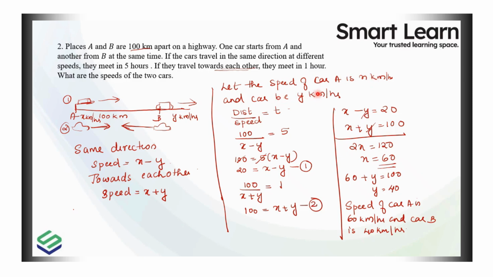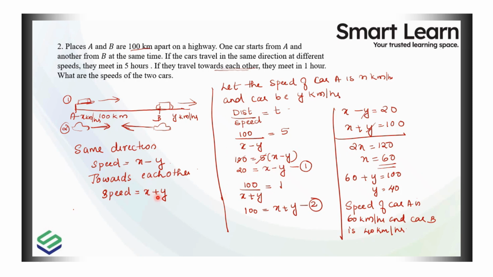Now you take the speed of car A as x km per hour, car B as y km per hour. Then you will use the concept distance by speed. Because distance we have, time we have, speed we have. So distance by speed is equal to time. Here distance is 100, speed is x minus y. So 100 by x minus y is 5. So 100 is equal to 5 into x minus y. 5 and 100 cancel, so x minus y is 20.